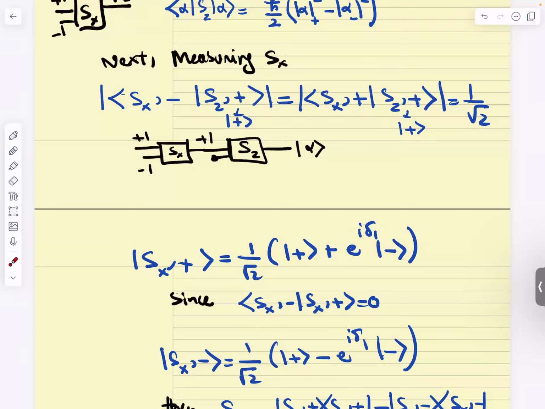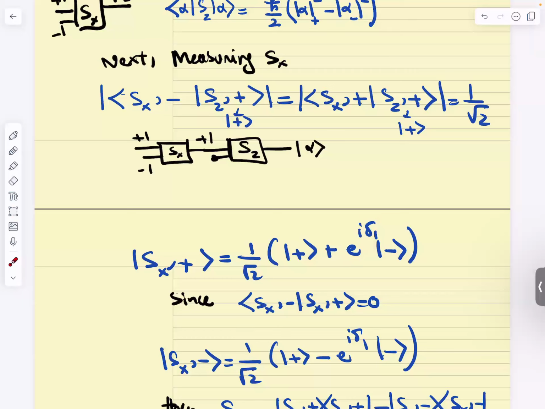That is conventional. But there could be an e to the power of i delta 1 here. Why a phase and not an arbitrary complex number? Anyone? Because when you take the complex conjugate, it cancels out when you multiply them. Yeah, so that this vector remains unit norm. If you put 2i here, the norm of the vector would not remain unit, so your probabilities will not add up to 1. Good.